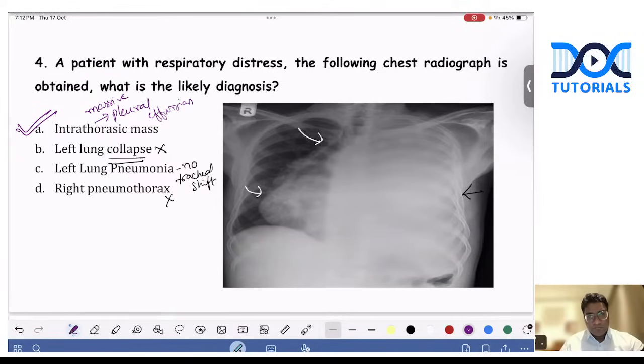So volume gain is causing the trachea and the mediastinum to shift to the opposite side. You should think of conditions which can cause volume gain, especially a massive pleural effusion, right? And this can occur due to an underlying intrathoracic mass. You get a CT scan done, and you will see an underlying mass there.